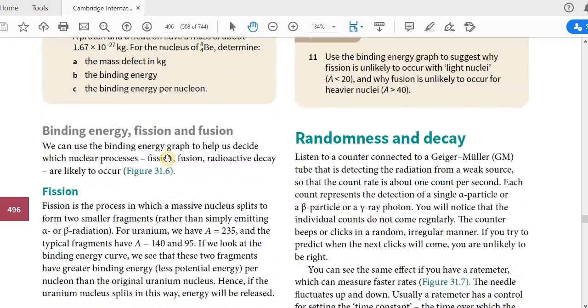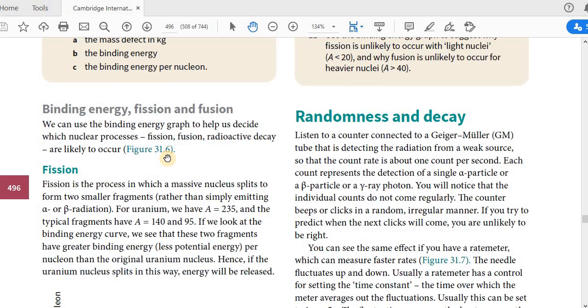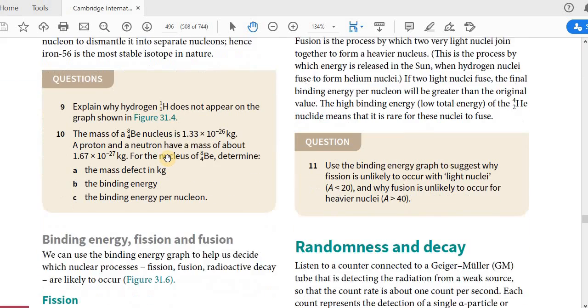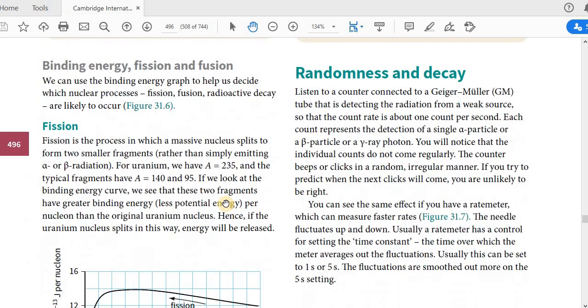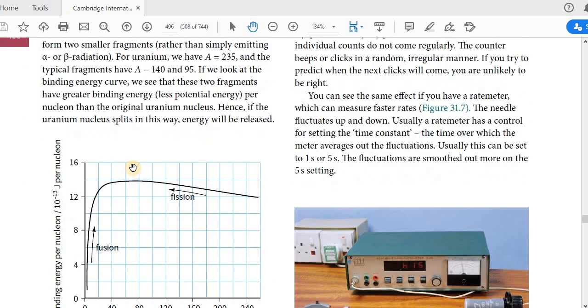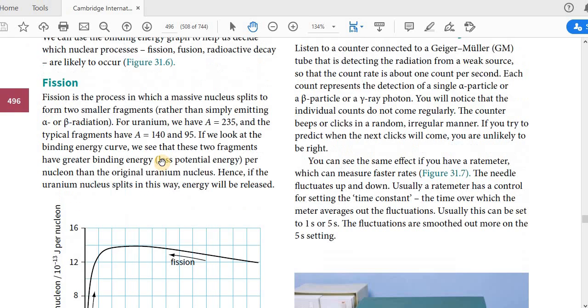Then I told you about fission and fusion. Now we will see what happens. Binding energy, fission and fusion. We can use the binding energy graph to help us decide which nuclear process, fission, fusion or radioactive decay, is likely to occur, and that is shown here. So we have fission, fusion and radioactive decay. You have to know the difference between them.